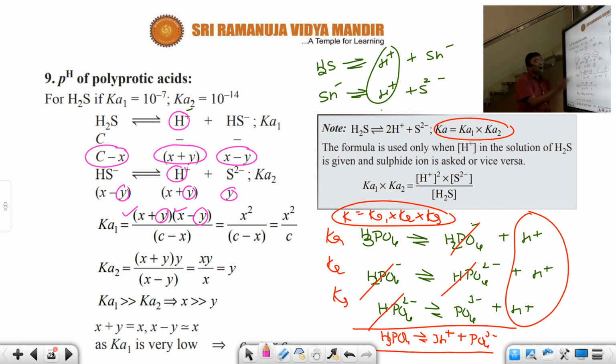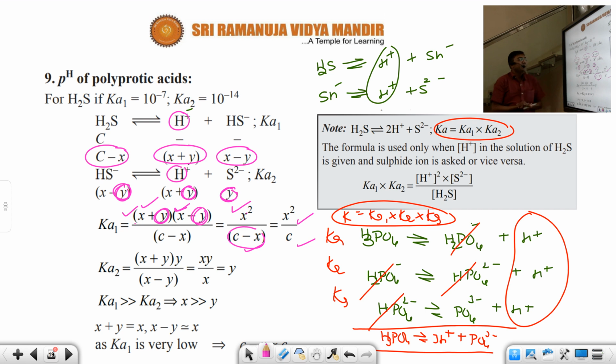Y should be neglected because the dissociation from this is Y. When Y is neglected, what will it become? X plus Y becomes X square only. Y is neglected here, so X square by C minus X. Here this X is also neglected, so it becomes X square by C.